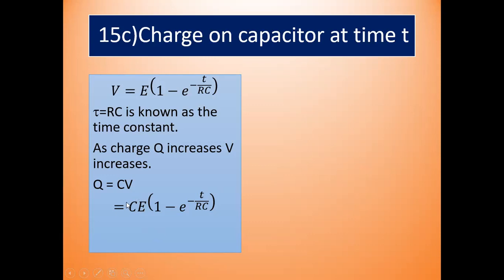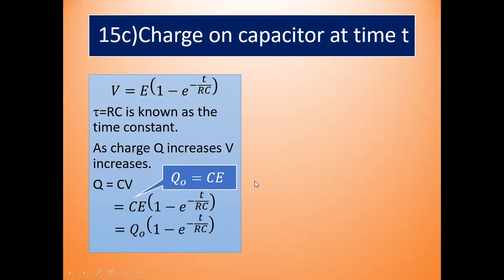CE. Remember there is the initial charge Q naught. Q naught equals CE. We're just using this formula. Initially the V becomes your E, that's the initial voltage. We use E, that's our battery, EMF of the battery. Your book uses V naught, it's okay. It's just a choice of symbol, that's all.